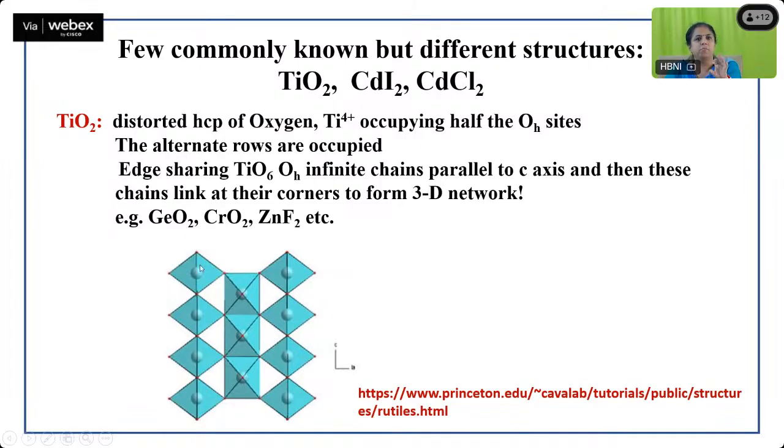And when a row is not occupied, you will not see it as an octahedra, right? You will see it as an empty space. So it somehow looks like you have edge sharing TiO6 octahedra. These are infinite chains parallel to the C axis, and along AB they share corners.